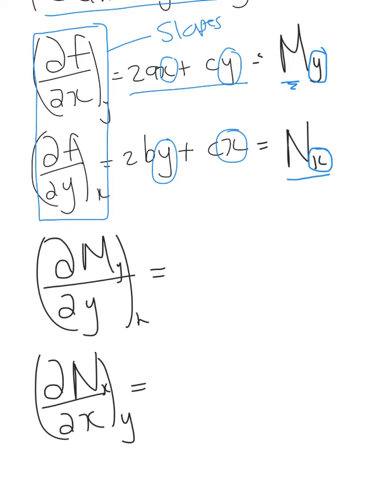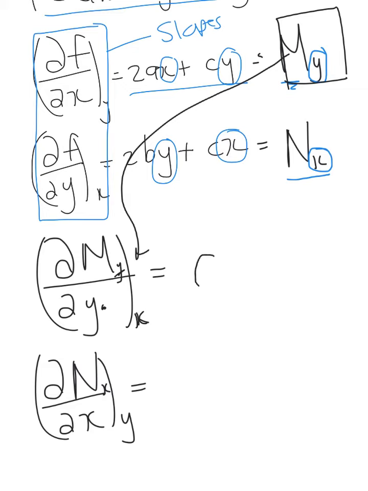For each of these equations, we can now take another partial derivative. So where we kept y constant, we can now take the partial derivative of that resultant equation with respect to y, while now we keep x constant. If we look at that equation, that will give me a value of c. And if I do the same for function N, where I kept x constant, I now take the partial derivative with respect to x while I keep y constant, I also get an answer of c.